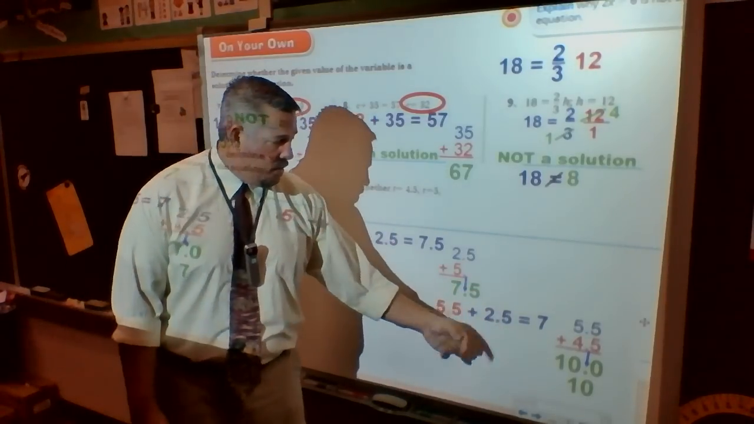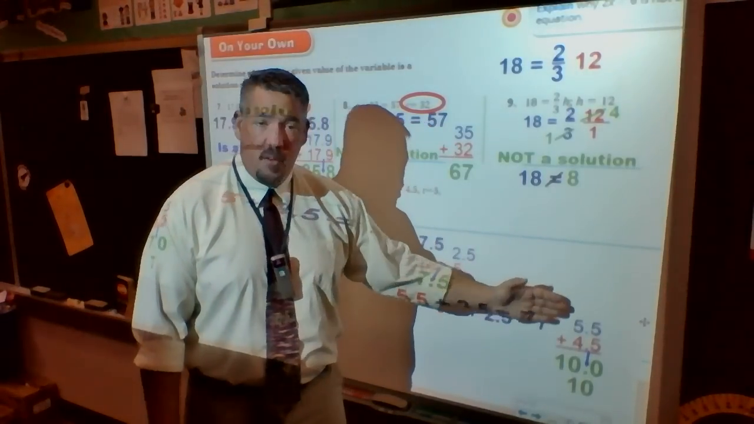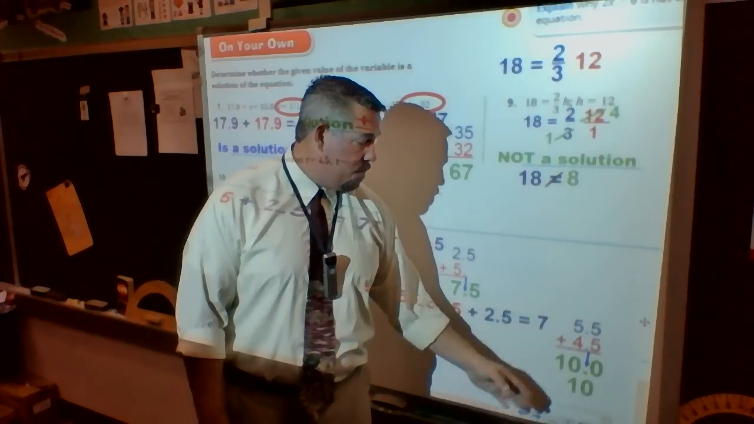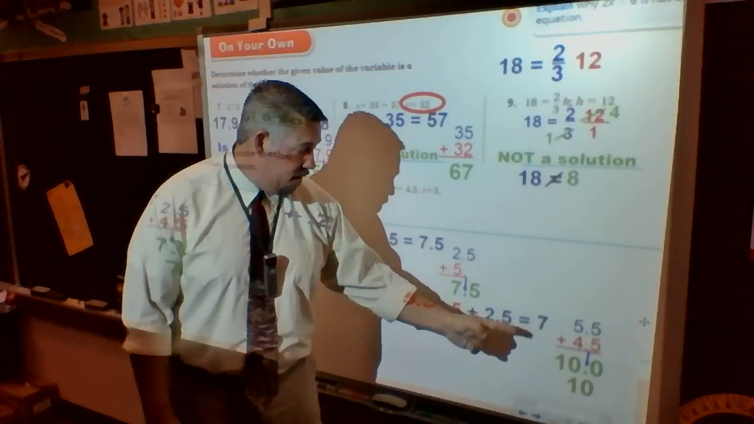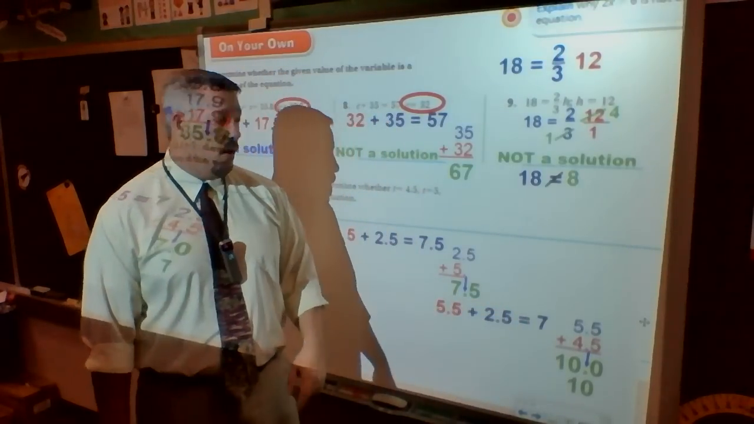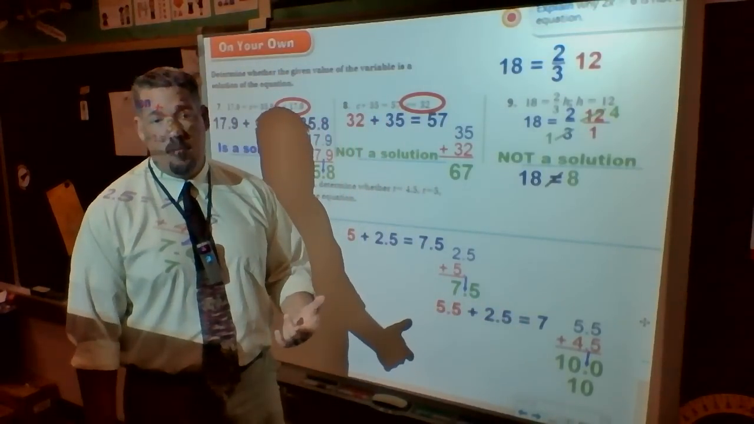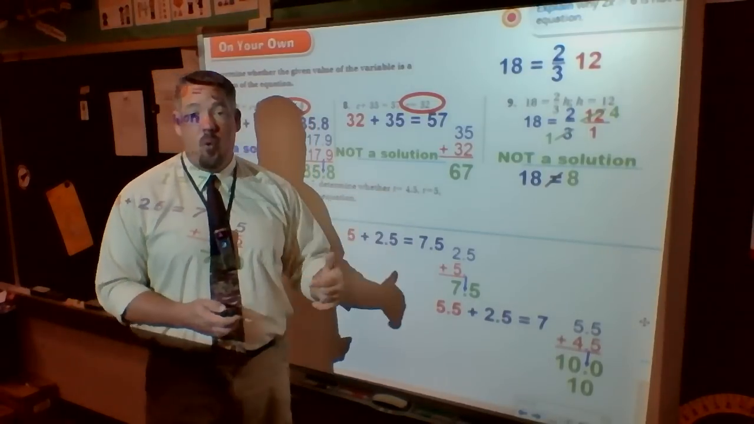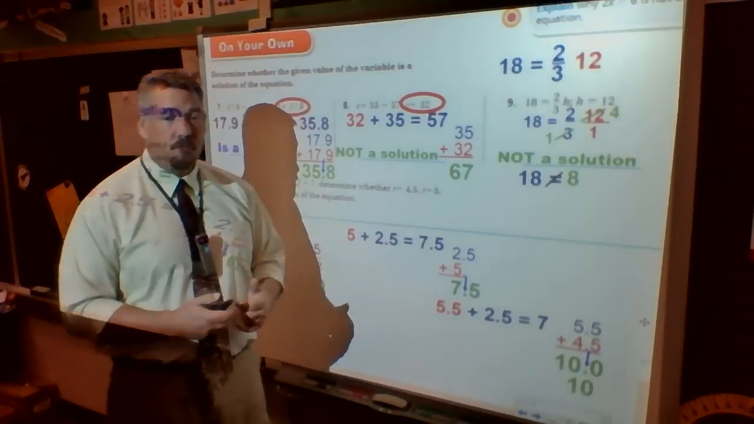When I add, by stacking my decimals, the 5 and 5/10 and the 4 and 5/10 gives me an answer of 10. And 10 is bigger than the 7. So I know that's not the solution either. So the only one that is a solution was the first one of 4.5.